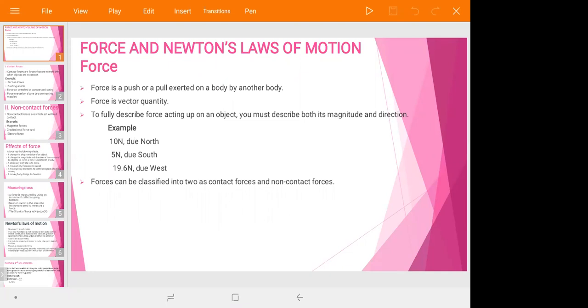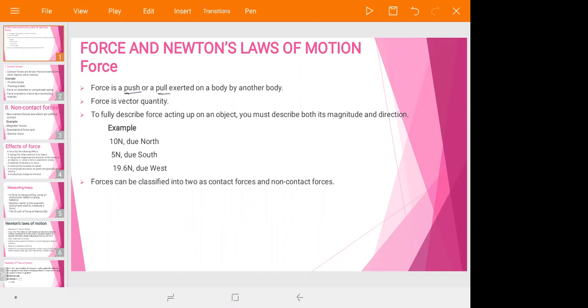Force is a push or a pull exerted on a body by another body. For example, if you push a table, or if you pull your textbook, you exert a force on the table or on your textbook. Therefore, force is a push or a pull exerted on a body by another body.